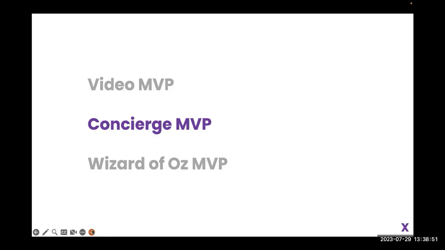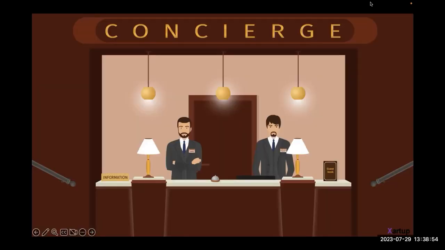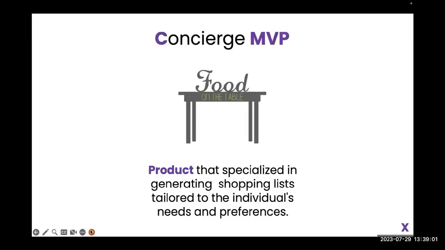So the second one is called the concierge MVP. I'll be quick over here so that we can wrap up and take up questions, but I'll give you a hypothesis to work on. Here is another hypothesis. Last 15 minutes, you can be active.